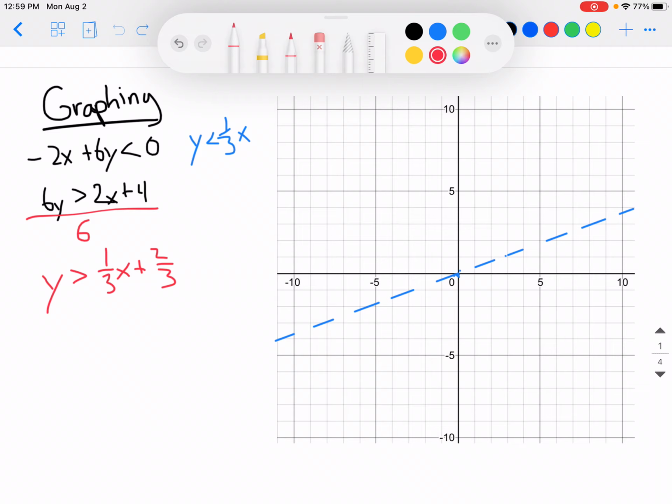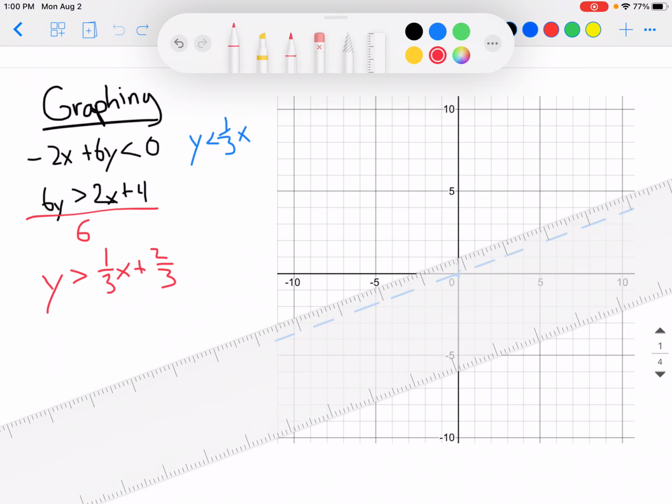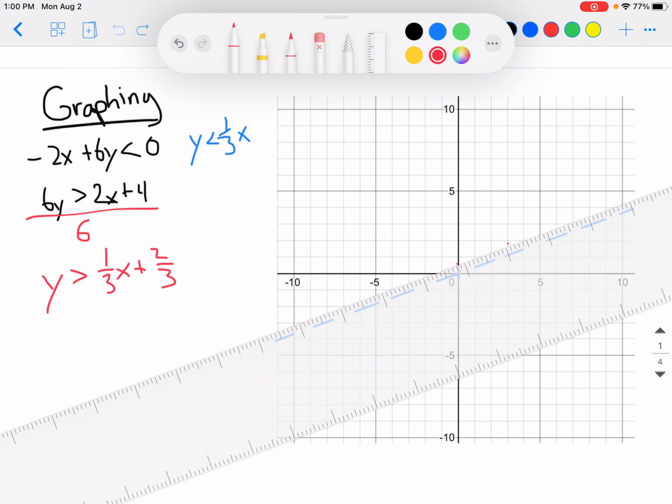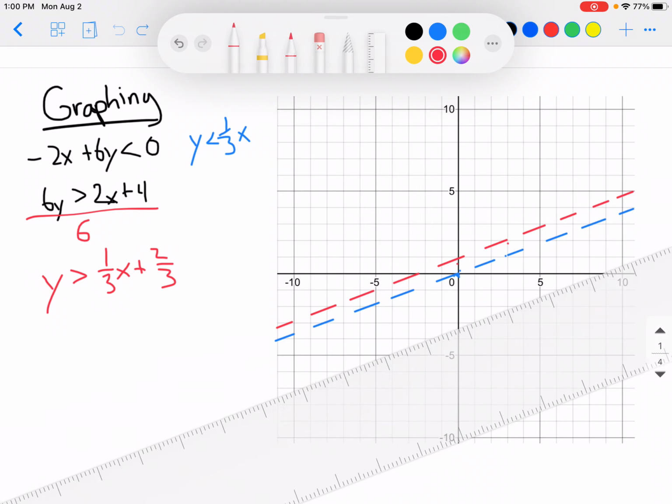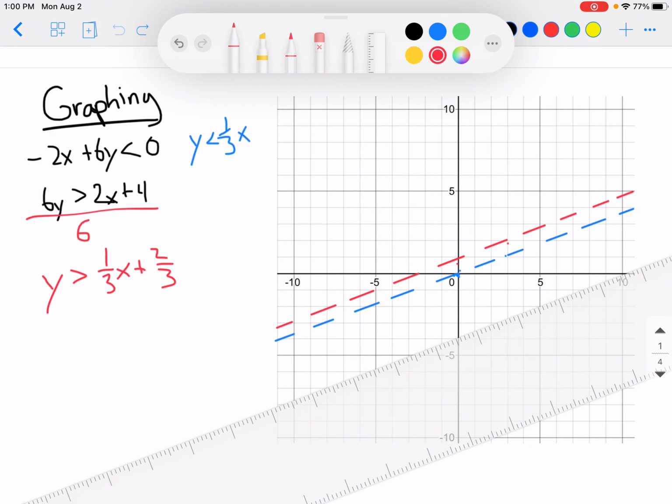But first, let me go back to red and graph our inequality. So we're going to go to 2/3, excuse me, and go up 1/3. This is where it helps to have a ruler. These lines are really close together. All right, and again, it's going to be dashed. Excuse me, there we go. So we have two parallel lines.